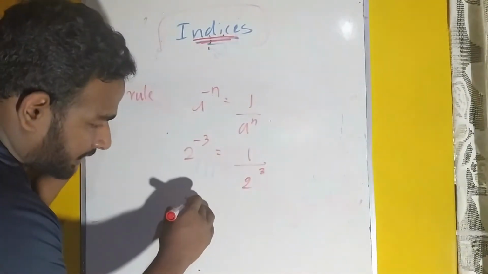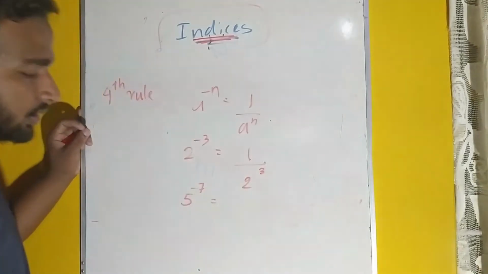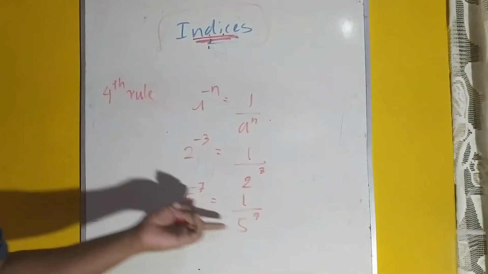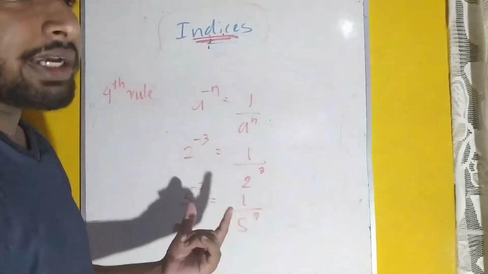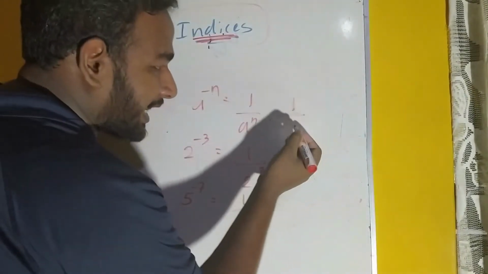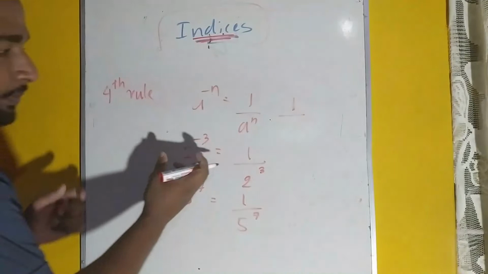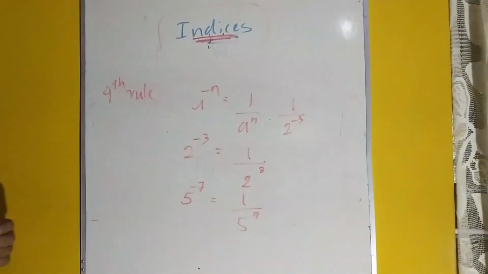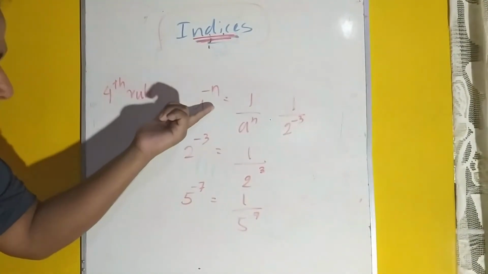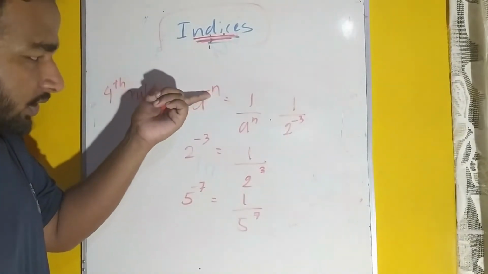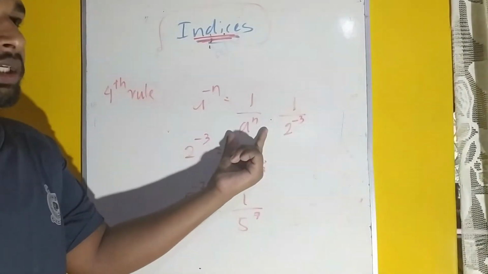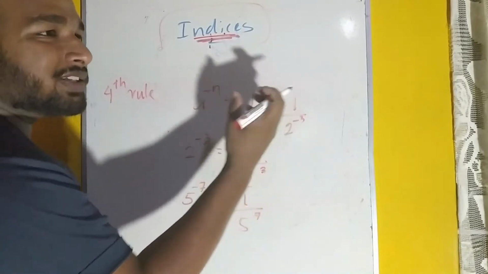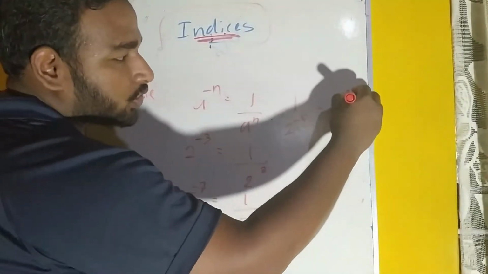So let's take 5 to the power minus 7. Okay, how can you write it? 1 over 5 to the power 7. When you change this into the denominator, the negative form should be changed to positive. Like that, if the power is in the denominator, I am taking 1 over 2 to the power minus 3. So it's in the denominator. If you need to change this to positive, you should change it to the numerator. It should be 2 to the power 3.